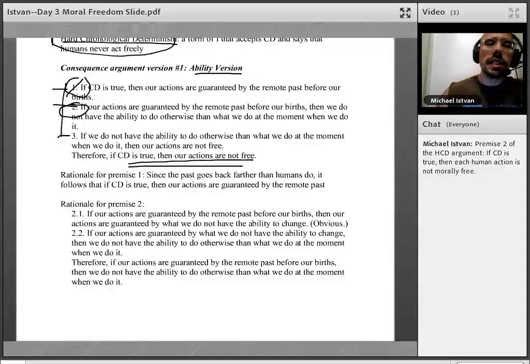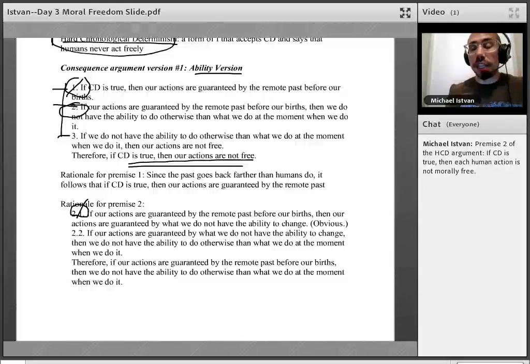If our actions are guaranteed by the remote past before our births, then our actions are guaranteed by what we don't have the ability to change. It's obvious that the remote past before our births, before we were even around, is not up to us. If someone says that it is in some sense up to us, then it's really not the true past. That's how we can at least put it. Just to bracket off possible tangential avenues that I don't want to go down now. But of course, email me if you have any thoughts about that. So I'm going to put a slash through that. 2.1 is obviously true. That's not the controversial premise.